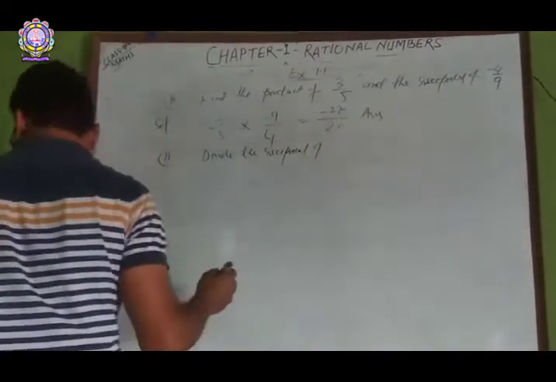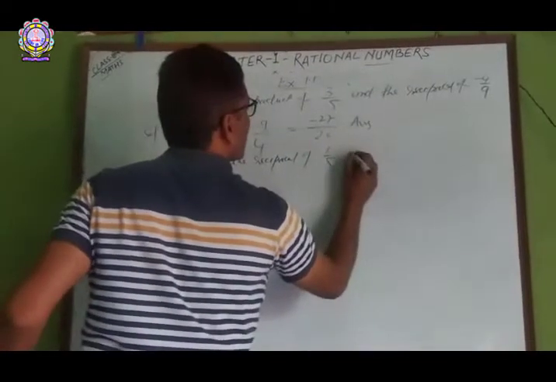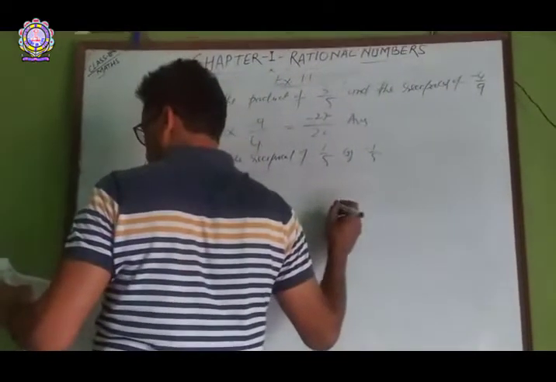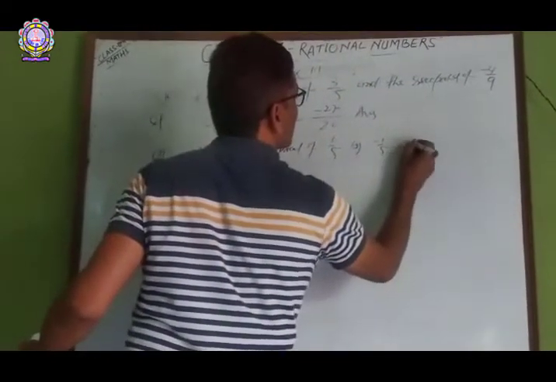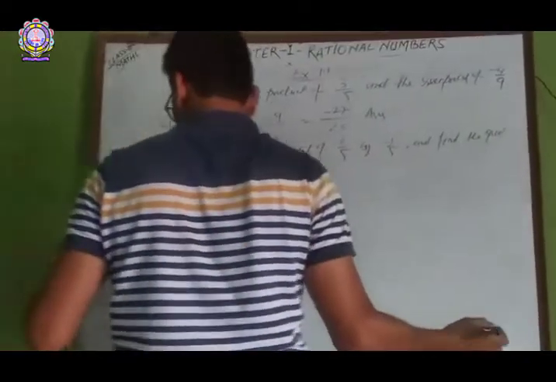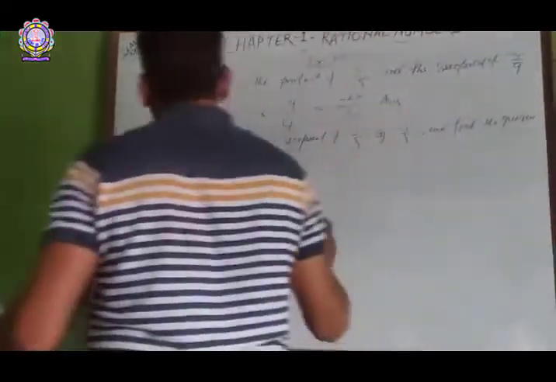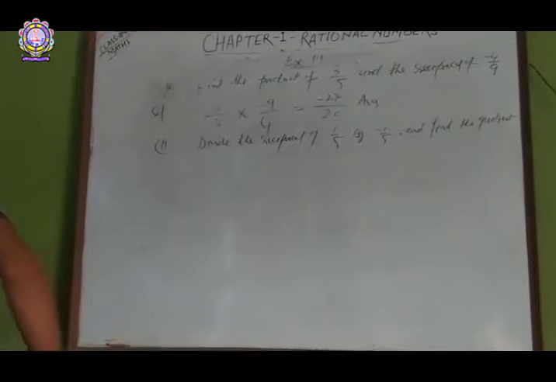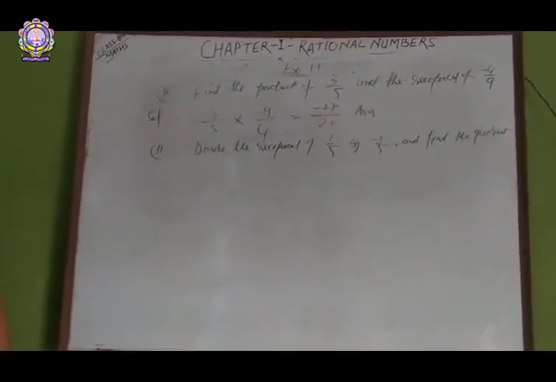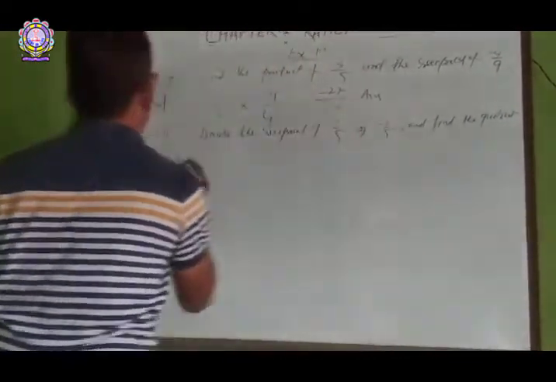Question 11 is divide the reciprocal of 1 upon 5 by minus 1 upon 5 and find the quotient. Now solve this question. Divide the reciprocal of this by this. Okay, solution.